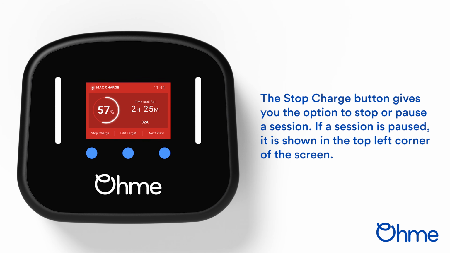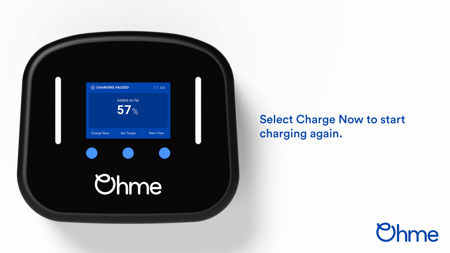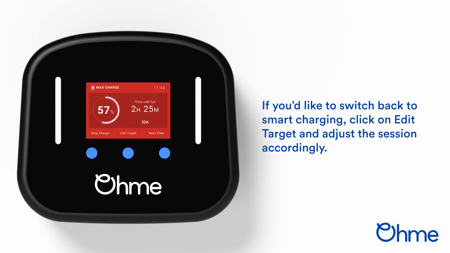The Stop button gives you the option to stop or pause charging. If a session has been paused, you'll see Charging Paused in the top left of the display screen. Select Charge Now to start charging again. If you switch to Max Charge but want to go back to Smart Charging, click on Edit Target again and adjust the session accordingly.